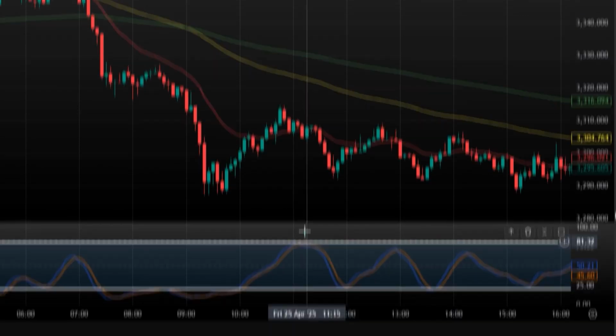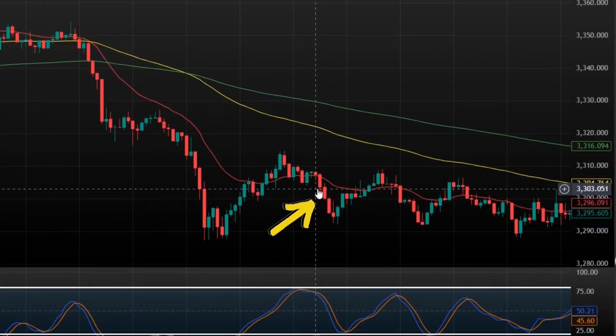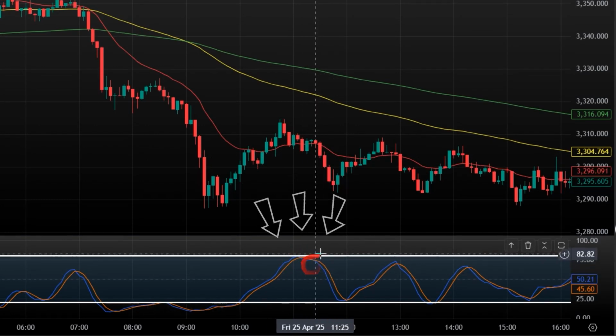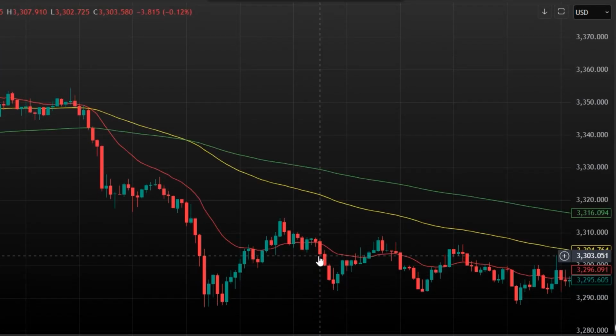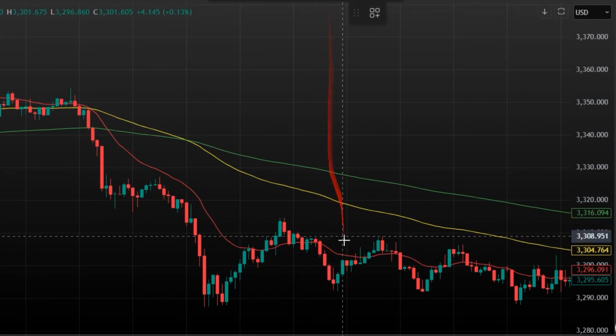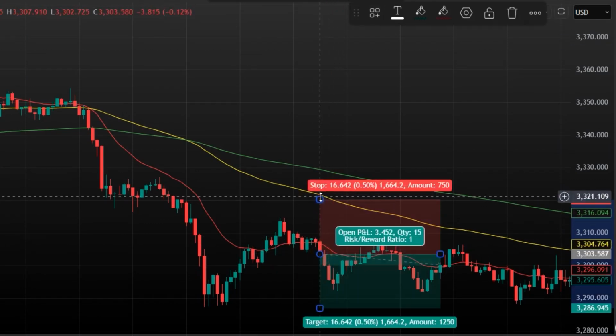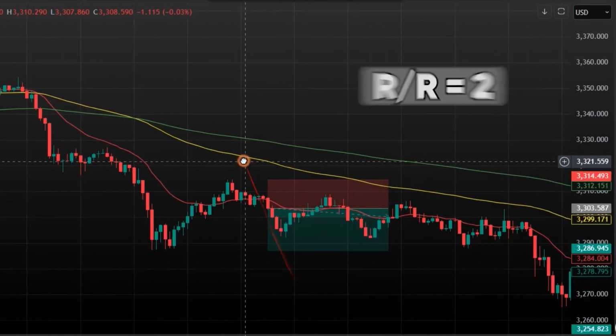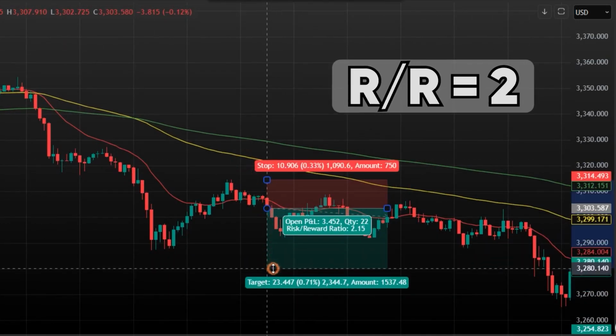Then wait for a bearish breakout. The price should drop below the 20 EMA with a strong bearish candle. At the same time, the stochastic line should start moving down out of the overbought zone. If all these conditions are met, you can enter a sell trade. Set your stop loss just above the last swing high. Set your take profit with a risk to reward ratio of 1 to 2.